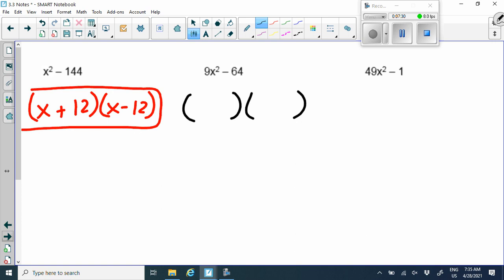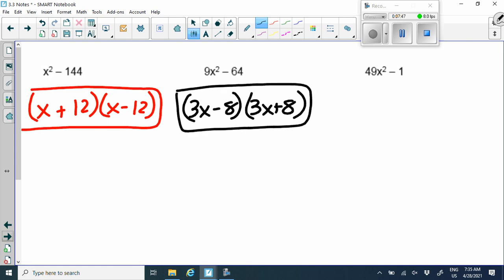Now, what you have to do is, instead of just putting x and x, we need to take the square root of 9. Well, what's the square root of 9? 3. So I have to have 3x and 3x. What's the square root of 64? We know that's 8 and 8. And one of them's a minus, the other one's a plus. And that's our final answer.